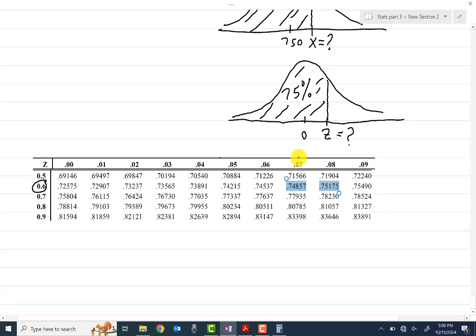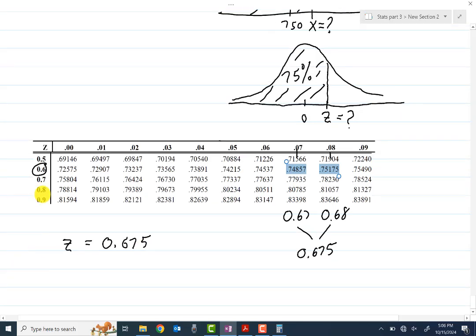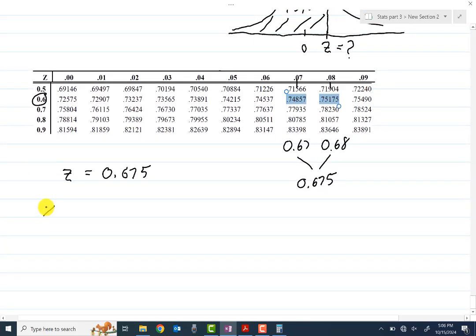So we've got 0.67 and 0.68. What I do is take the average, 0.675. And then our job is to go backwards and get the X value. Remember, the Z is just a step before we get there. As you recall, Z equals 0.675. But Z also equals X minus mu over sigma.